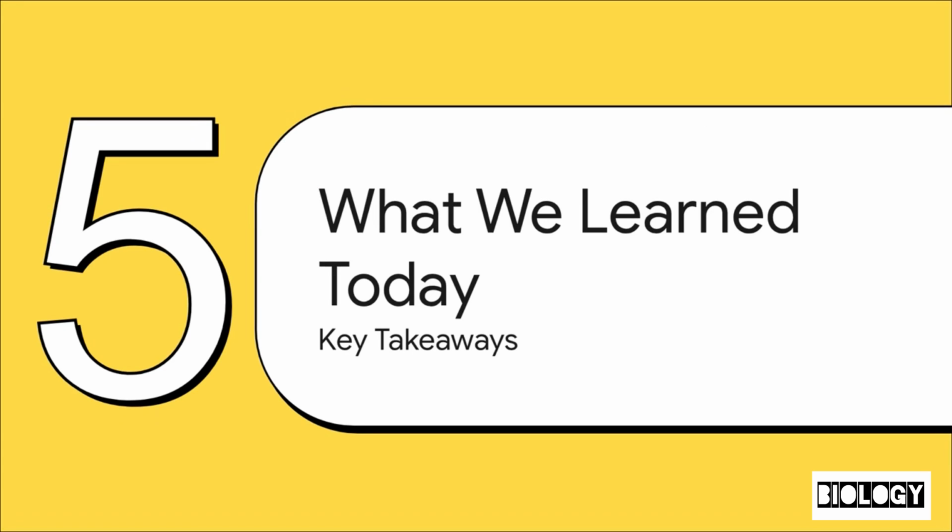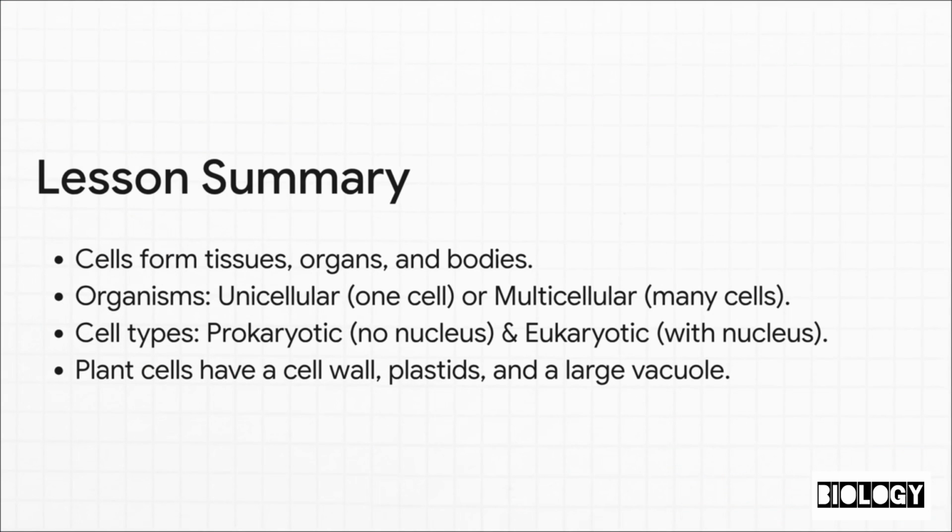And that was our lesson for today. Let's do a quick recap to make sure all those important points really stick. So, to sum it all up, we learned that cells are the building blocks of life, and they form a hierarchy all the way up to the body. We saw that organisms can be either unicellular or multicellular. We then classified cells into the simple prokaryotic type, which has no nucleus, and the complex eukaryotic type, which does have a nucleus. And finally, we compared plant and animal cells, noting their key differences like the cell wall.